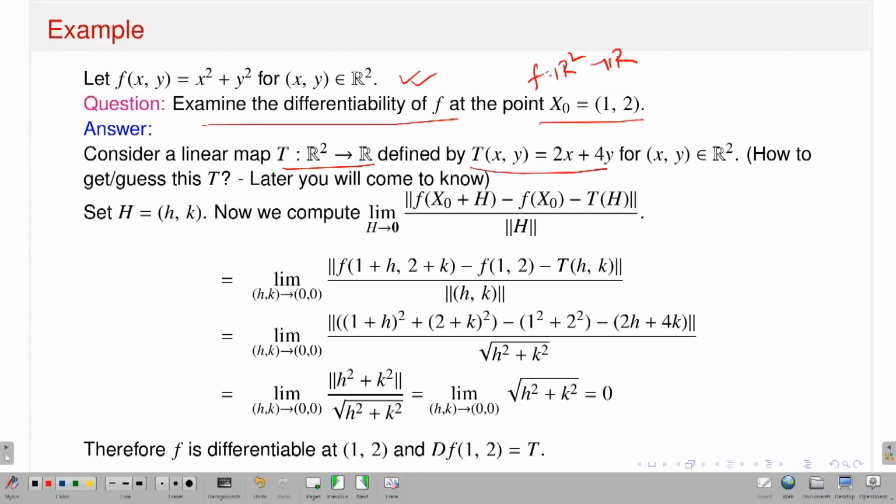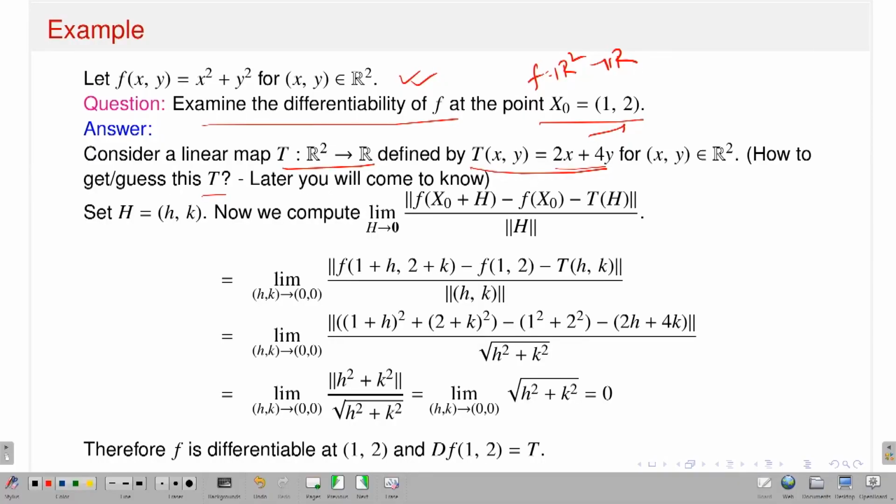Let's see, this is the linear transformation T of (x, y) equals 2x plus 4y. Suppose, okay, this is a linear transformation, you can easily check, it's a map from R2 to R, it is linear. But how to guess T? That's the question, you can say, sir, how can I guess T? Well, in my next lecture I will say that there is a way to guess what linear transformation might work to check the total derivative or differentiability of f at that point. For the time being, you assume that I am having one linear transformation.